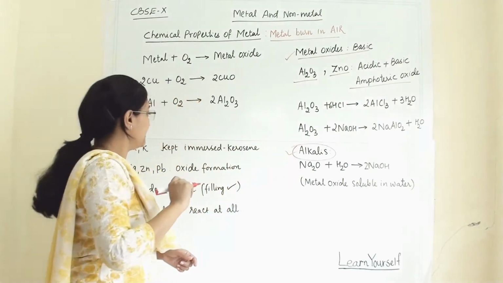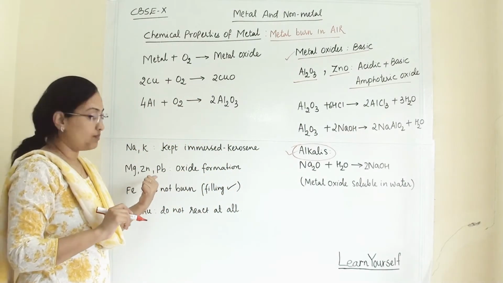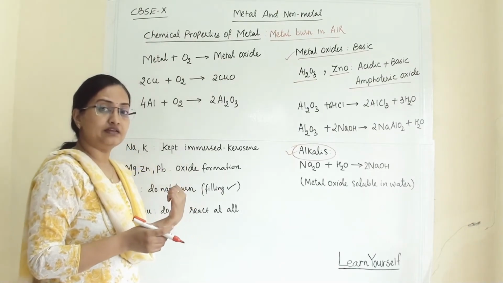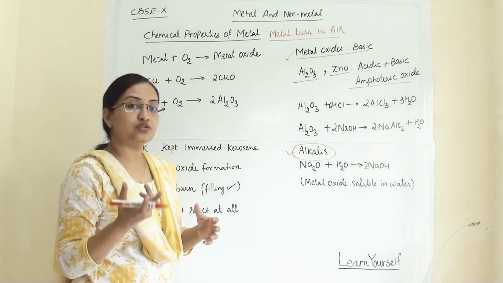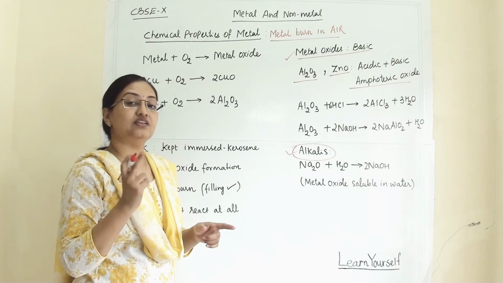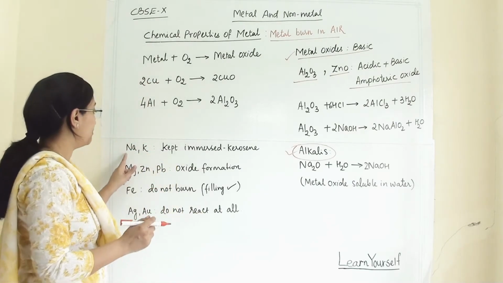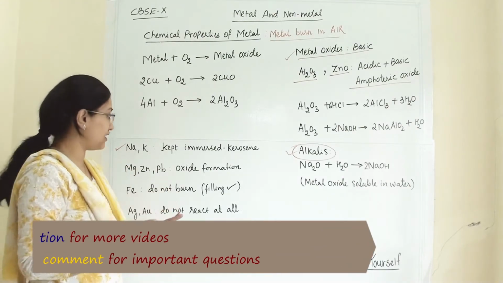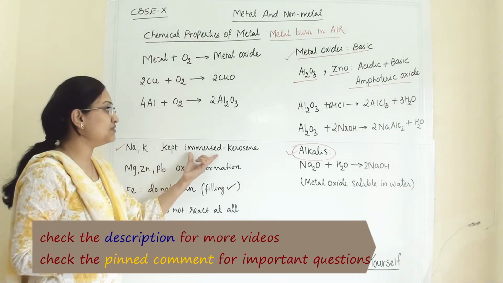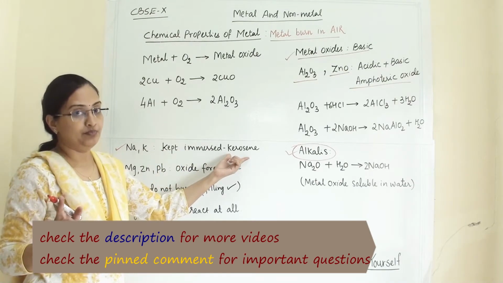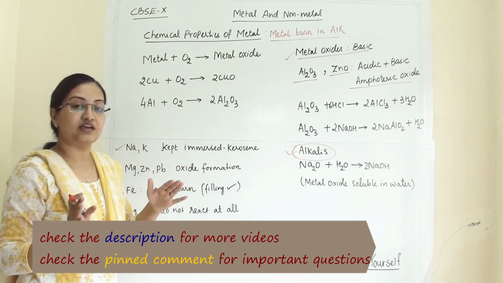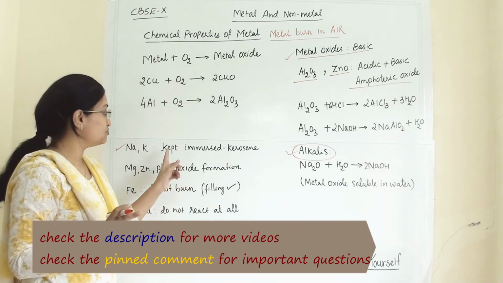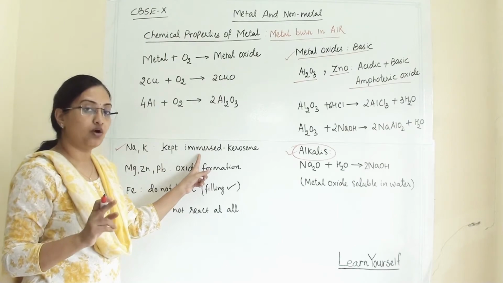Now coming back to our chemical properties of metals, here I have noted down some of the metals. We will see what happens when these metals react with oxygen and burn in the air. Potassium and sodium are very reactive. We cannot keep them open, they will catch fire. So we have to keep them immersed in kerosene or oil, because they are very reactive. They will catch fire if we keep them open in the atmosphere, even at room temperature.